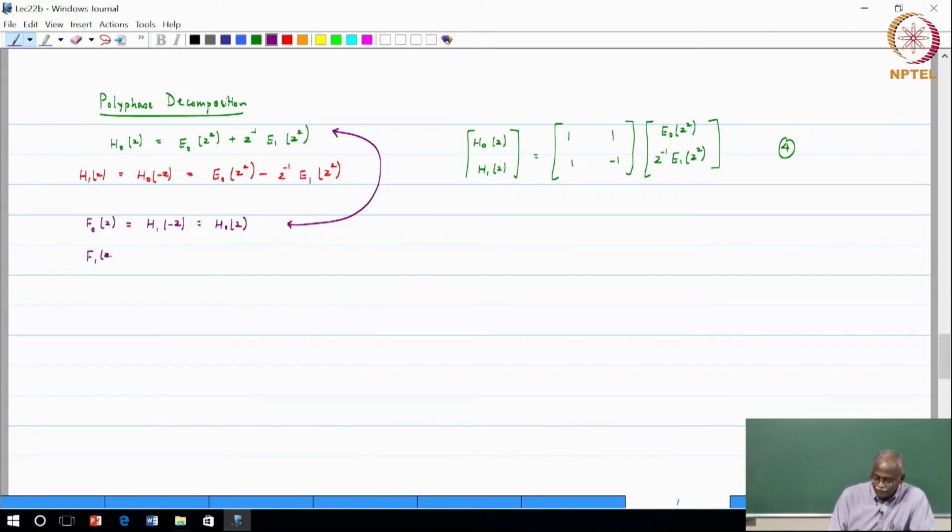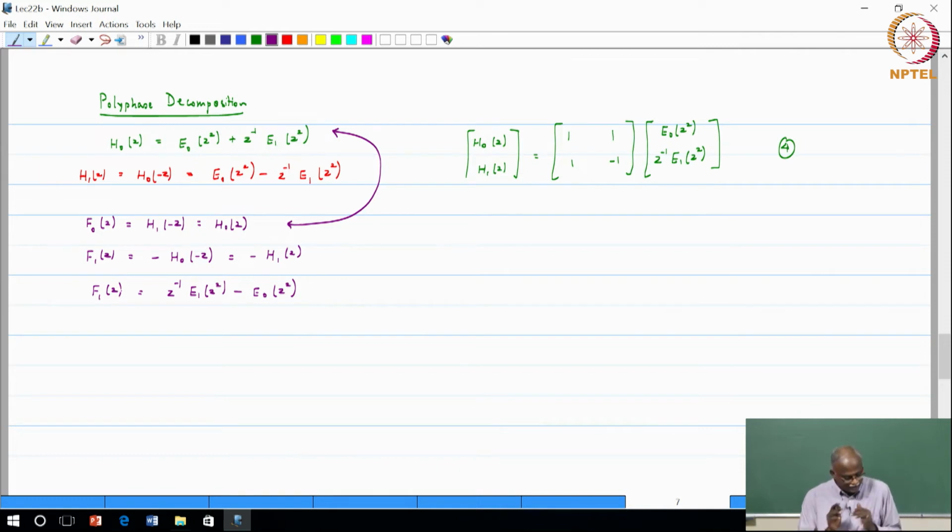f1 of z is minus h naught of minus z. This is the same as minus h1 of z. h1 of z we already have written down. So this will be equal to z inverse E1 of z squared minus E naught of z squared. Okay, that is f1. Please follow along. If I have made any sign mistakes or something, just flag it down immediately. Okay.